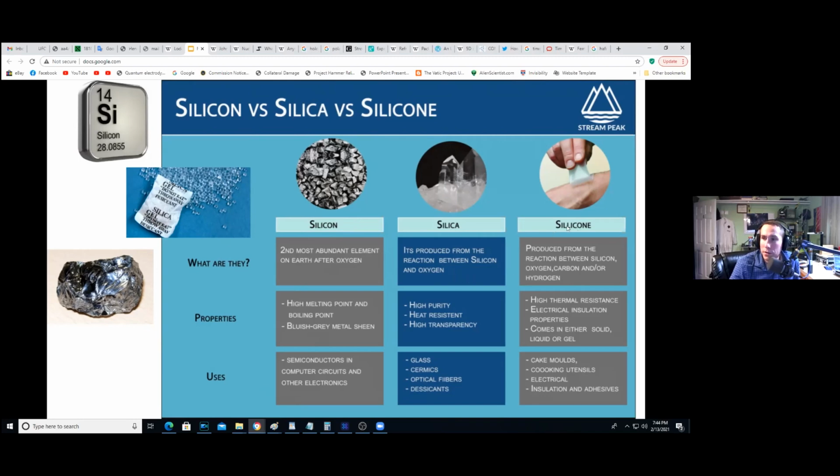And there's silicone, which is produced from the reaction between silicon, oxygen, carbon, and/or hydrogen. It's kind of like a gel, or the silica gel is silica. So yeah, it's very confusing, but I think we straightened it out. So: high melting point, high boiling point, bluish grain, middle sheen. It's used in semiconductors and computer circuits and other electronics.